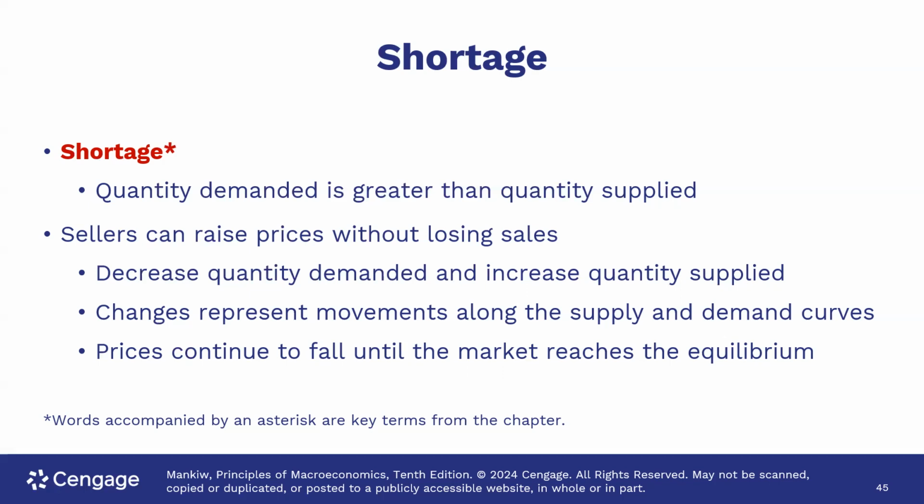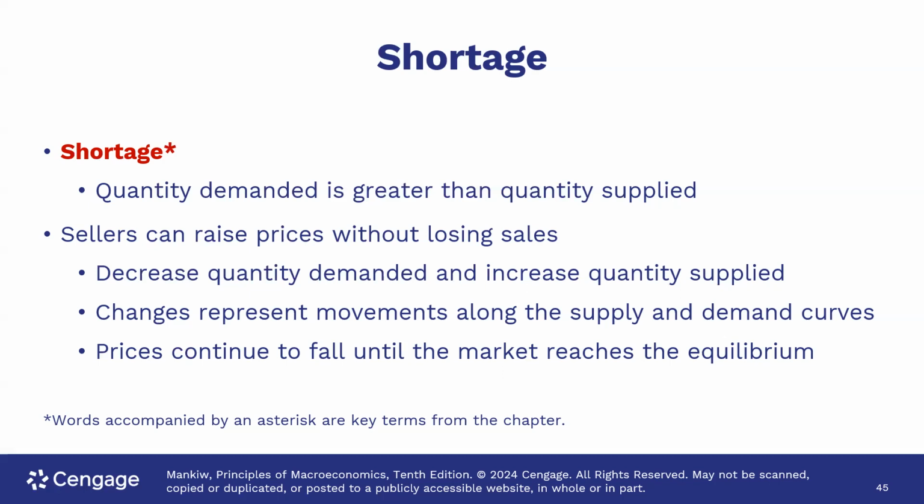So the seller can raise the price without losing sales because they cannot produce that much. They increase the price, they will find that the quantity demanded decreases and the quantity supplied increases. So it means that fewer people would like to buy at a higher price, but when the price becomes higher, more sellers would like to sell. So those changes represent the movement along the supply and demand curve.